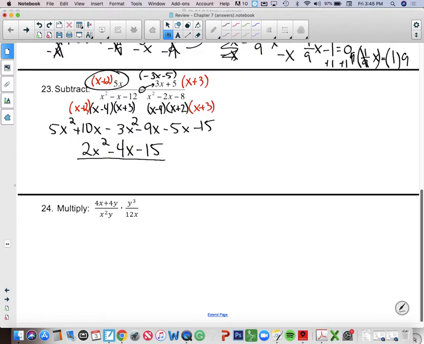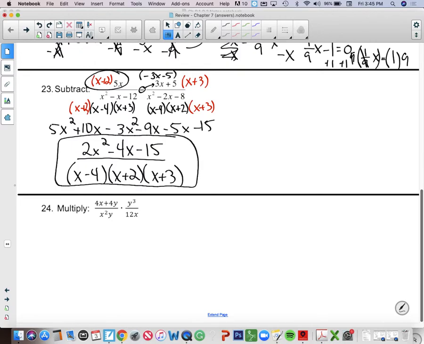And we have to put that all over our common denominator, which is x minus 4, x plus 2, and x plus 3. That would be our solution. You can try to factor that top there. I don't think it does, but you always want to check that. Just for this problem, I don't think it does.